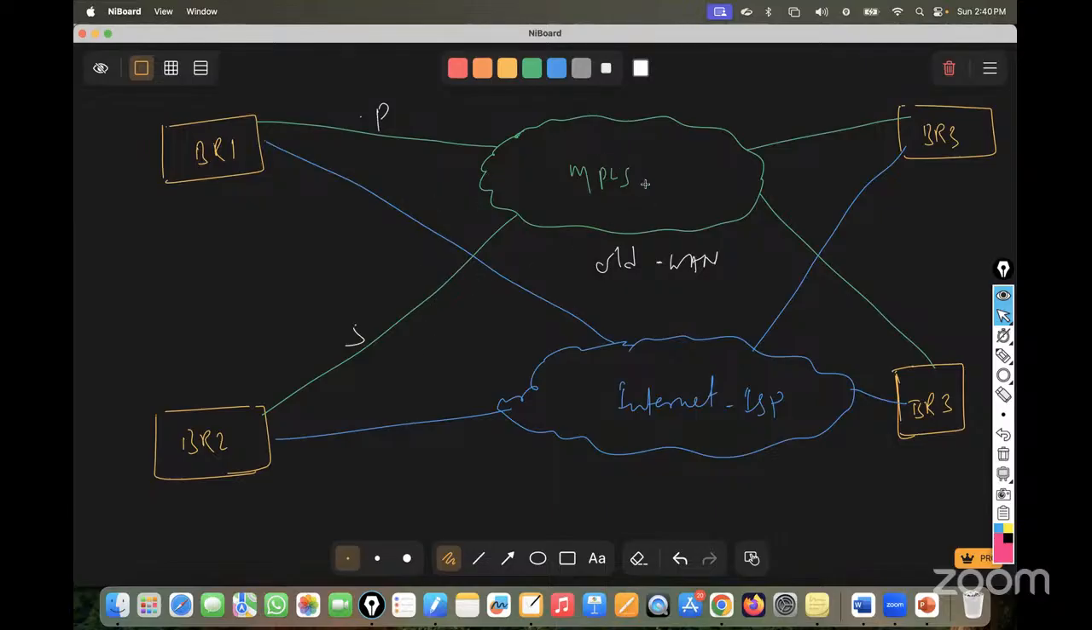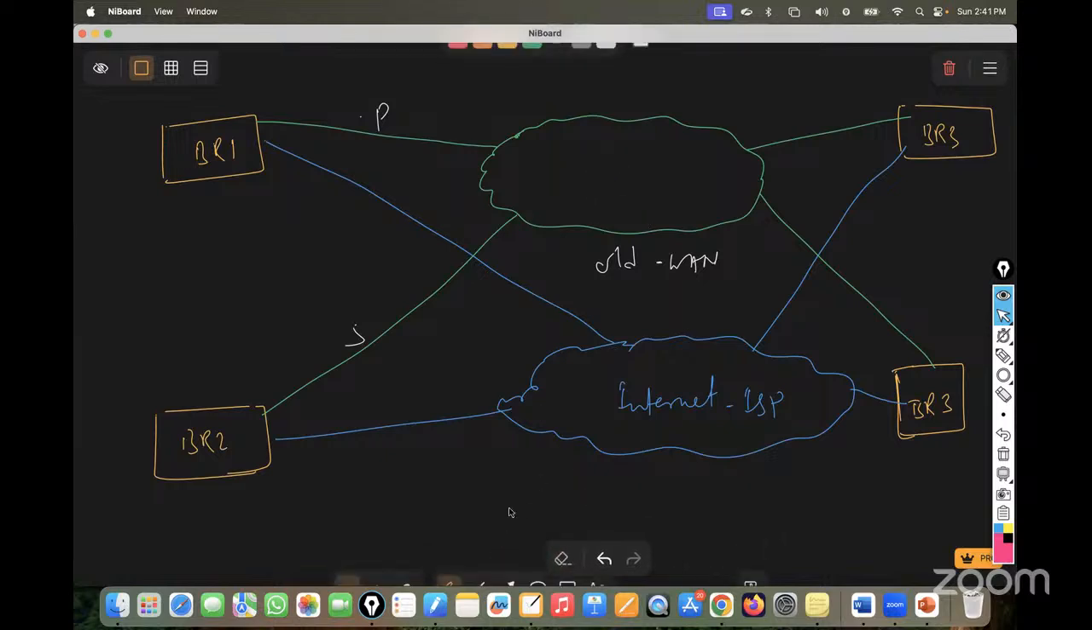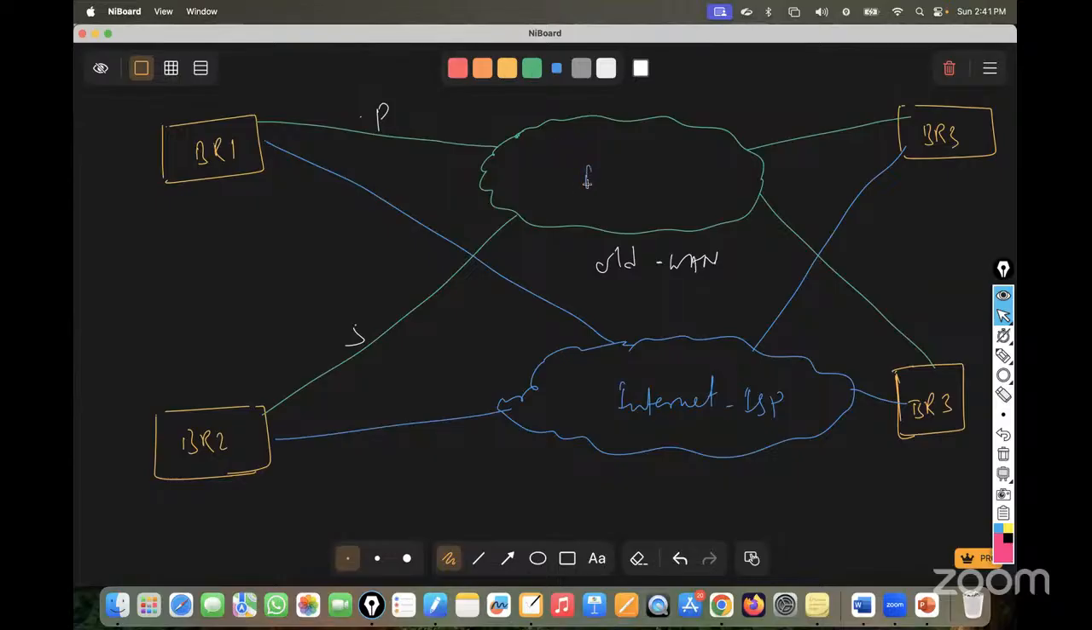But can I eliminate this? Yes, if I am not a financial customer and have no concern about always using my MPLS, I can simply replace this cloud with the internet. There is no problem, I can take an internet provider here as well. And why can I replace it?